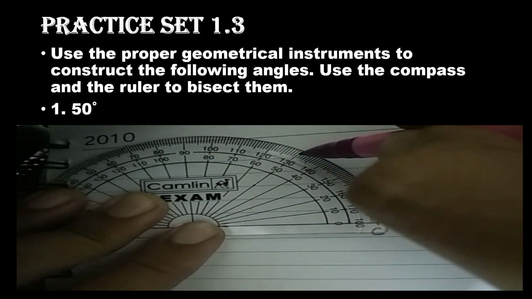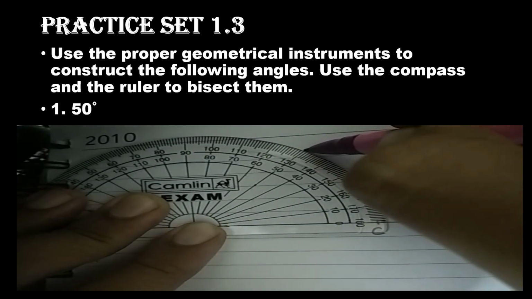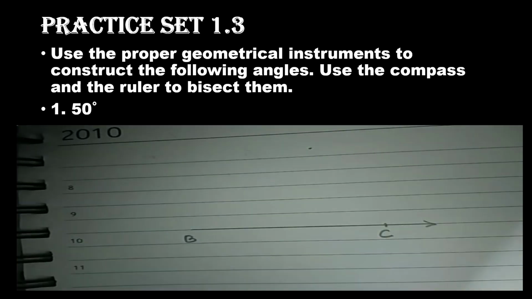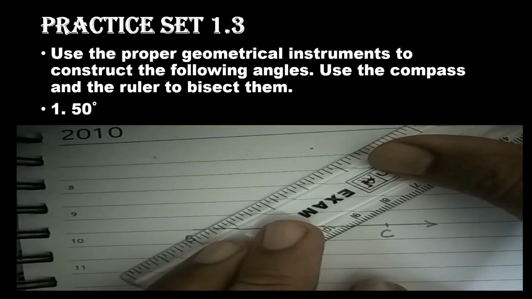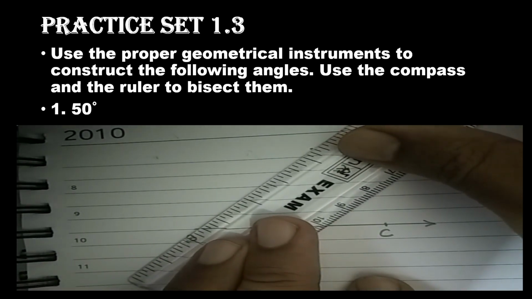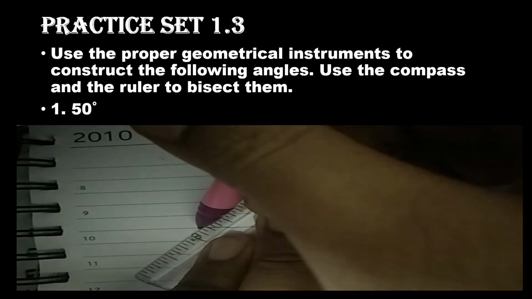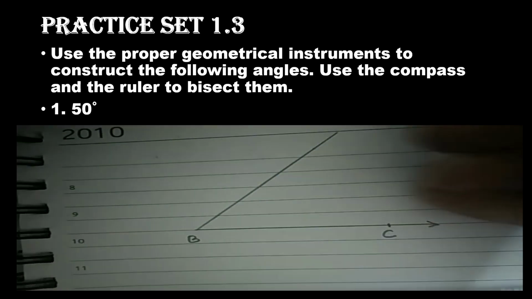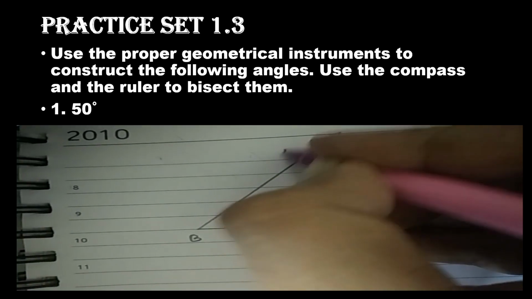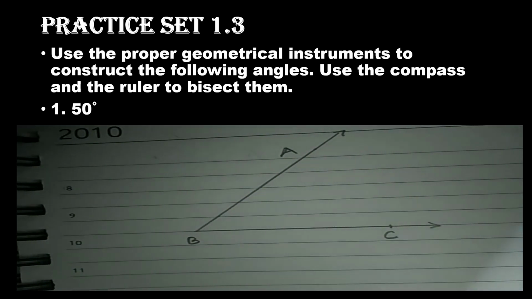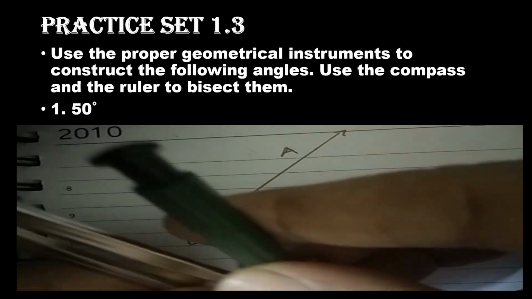So I am constructing an angle of 50 degree. So joining this point, name this point as A. So I have constructed an angle ABC of measure 50 degrees. Now we have to bisect it using a compass and the ruler. So all of you see the steps.